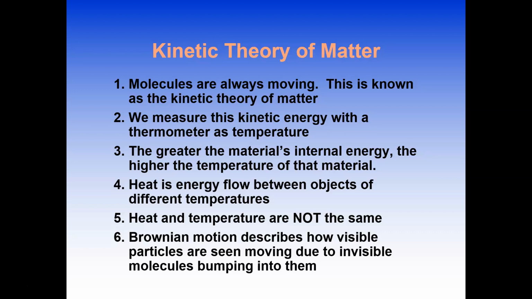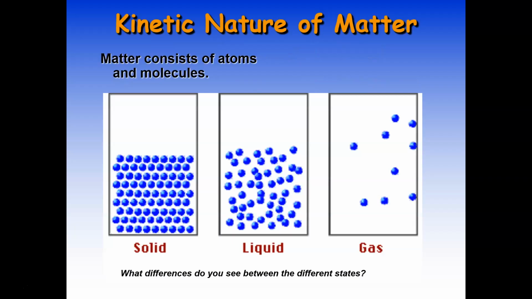That's one that always gets students confused, so you might want to star that one in your notes for yourself, because temperature is just what we measure with a thermometer, but heat is more about energy. And Brownian motion describes how visible particles are seen moving due to invisible molecules bumping into them. So, for example, if you've ever seen sun coming through the window and you've seen those particles moving through the air, so that's dust and other things. It's something we can see, but they're moving due to the invisible particles in the air that you can't see bumping into them.